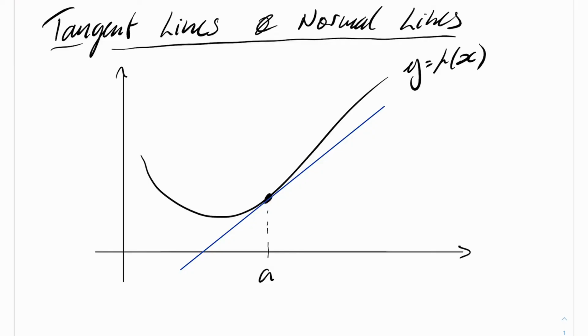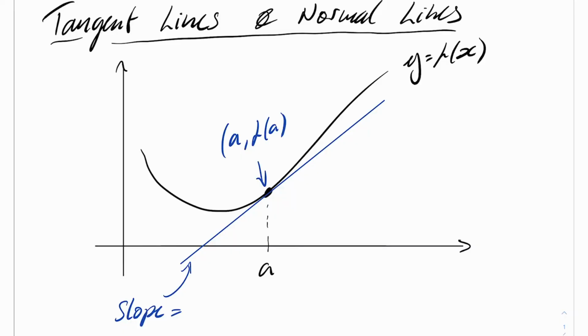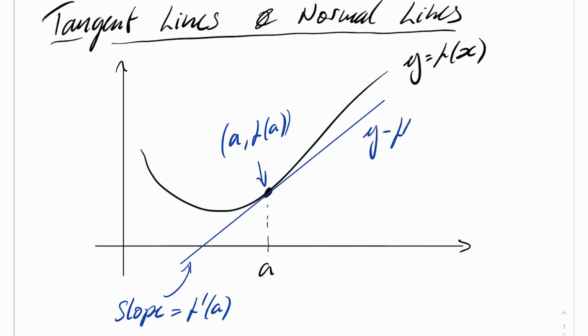Well, let's first consider the point here, which has coordinates a, f of a. Now the slope of this line is the same as the derivative at the point x equals a. So that equals f prime at a. Then I can use the straight line formula, which is y minus f of a, which is equal to the gradient times x minus a, which is f prime of a times x minus a.